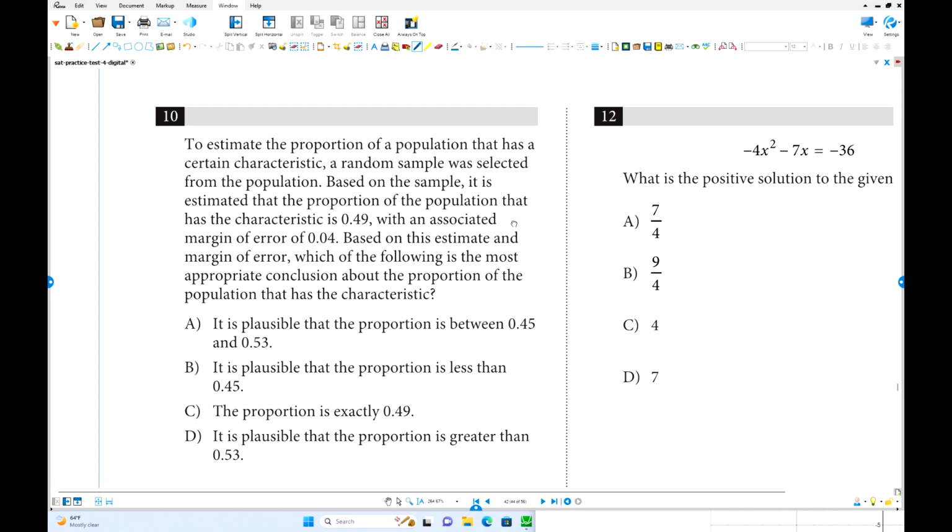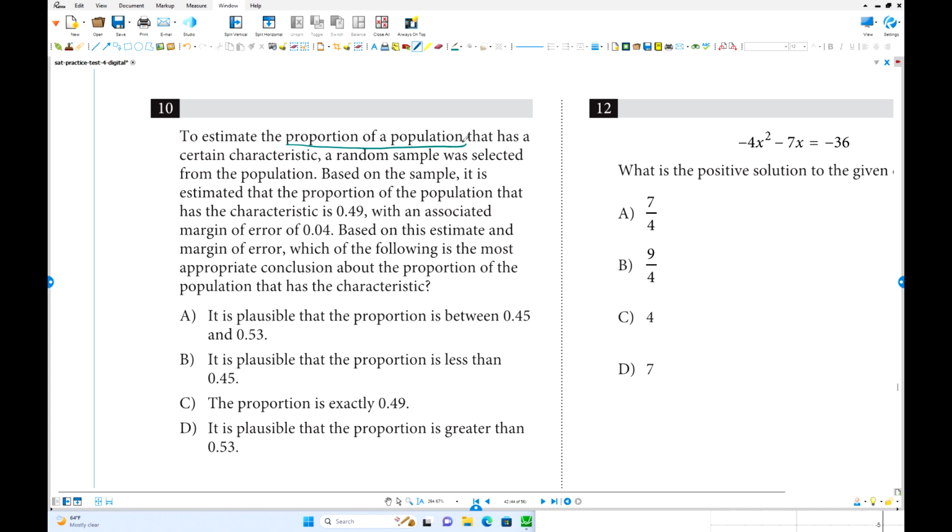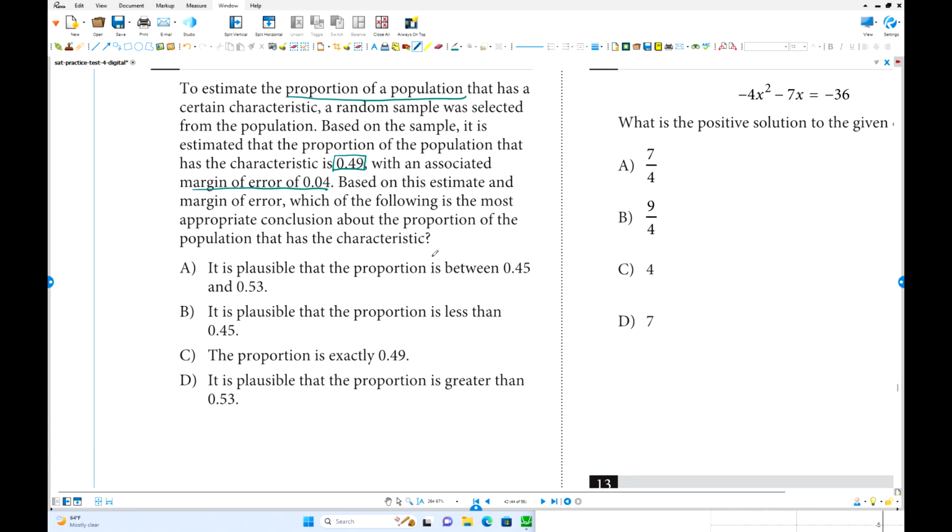Here is number 10. To estimate the proportion of population, okay? So you can read over here. I'm gonna find out where the questions. Okay, the proportion of population that has a characteristic 0.49. Okay, that is a sample proportion, right? So we do associate the margin of error over here, okay? But every sample has margin of error, right? If you take the whole sample, which is population, there are no errors. Okay, we check all the population. But we check only a sample, that's why there is some margin of error, okay? So, sample proportion of error 0.9. Because this is a sample, there is some margin of error over here.